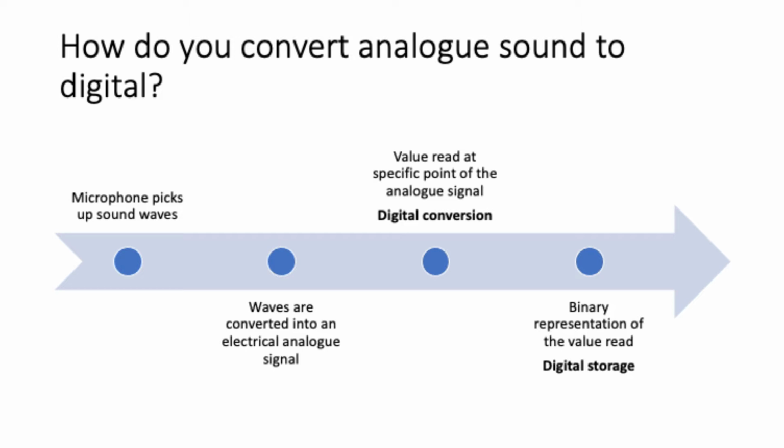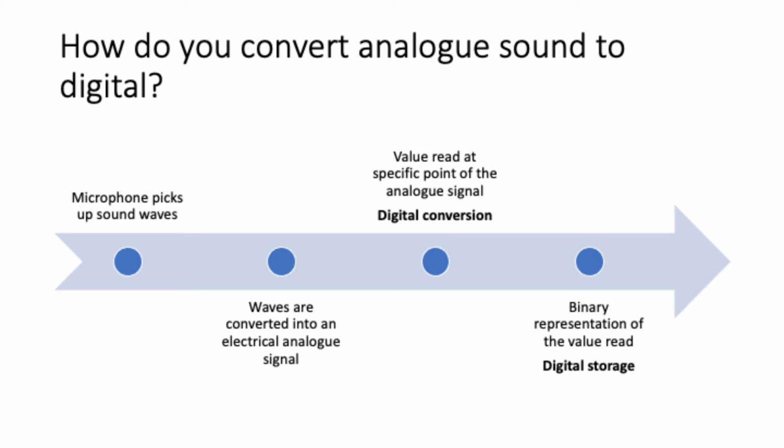First of all, you've got a microphone that picks up analog sound waves. Those sound waves are converted into an electrical analog signal. What then happens is that you get your digital conversion. They read a value at a specific point of the analog signal, and they convert that into a digital signal. So what you end up with is a binary representation of the value read.